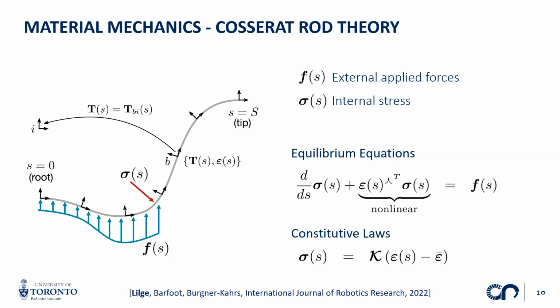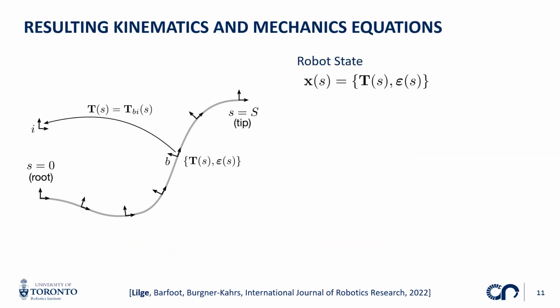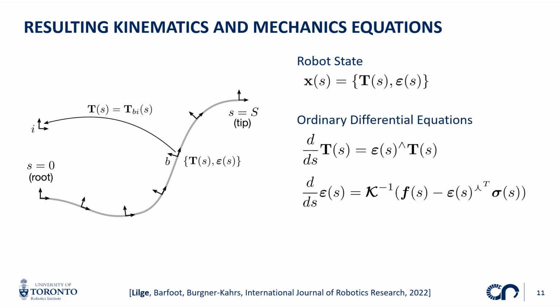So now we have both our kinematics and our mechanics, and I can use both parts to derive some modeling equations for my continuum robot to describe its shape. So just to summarize, we have the state that we want to describe of this continuum robot with respect to its arc length S. So we have both the pose along S and my strain variables along S, and we summarize these two metrics into the robot state, and I will just call this X of S in the following. And then I have a set of ordinary differential equations to describe the derivative of the state with respect to my arc length.